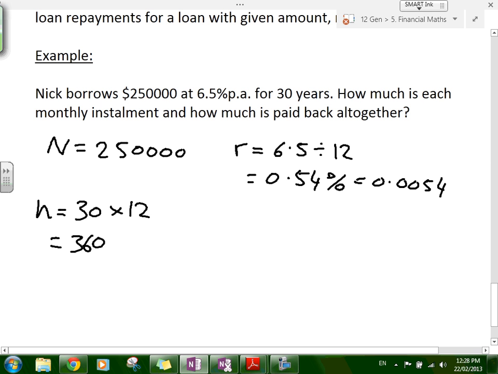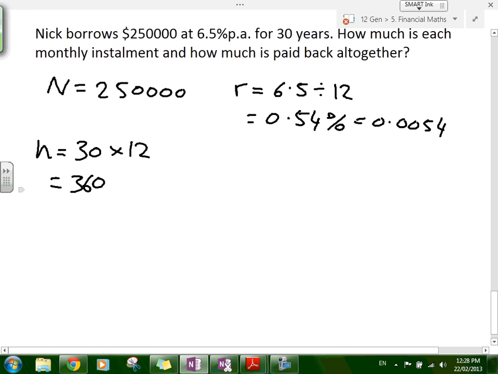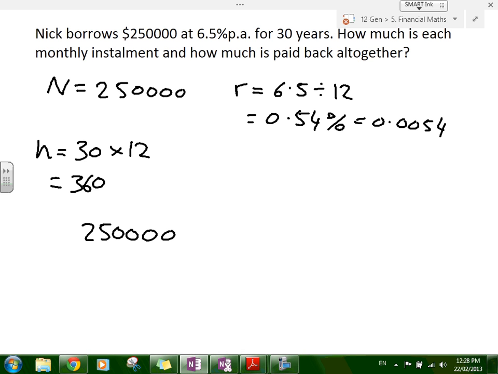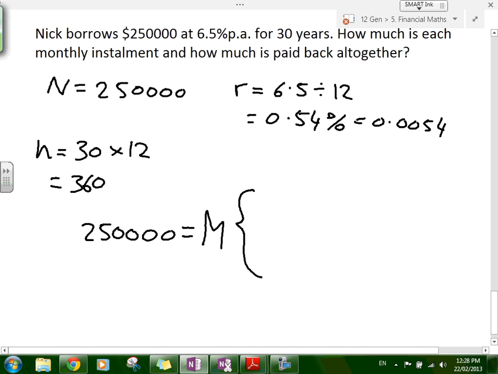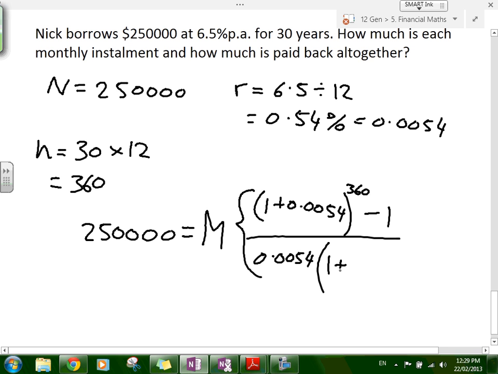So that's 0.0054. Now we've got all the parts that we need, and what we're trying to find is M. The present value of this loan is 250,000. That's how much we borrow, and it's going to be more in the future because you have to pay back interest. So $250,000 equals M times (1 plus 0.0054)^360 minus 1, over 0.0054 times (1 plus 0.0054)^360. We're going to get M times something in brackets.